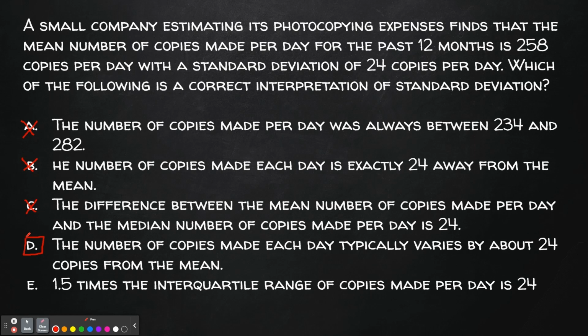Let's check E just in case. 1.5 times the interquartile range of copies made per day is 24. Well, 1.5 times the IQR is a number used to find outliers, but it does not have anything to do with standard deviation. So E is incorrect.